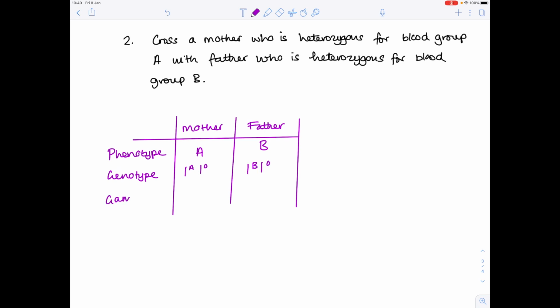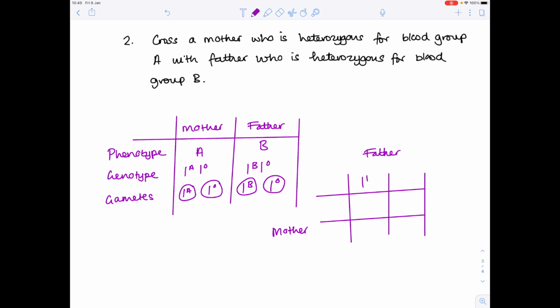What are the potential gametes? Well, the mother's eggs are either IA or IO. The father's sperm are either IB or IO. Ready for that Punnett square now? So we've got the father and the mother. Let's copy in those gamete genotypes. Let's do the cross. Doesn't matter which way around you draw the alleles, by the way.